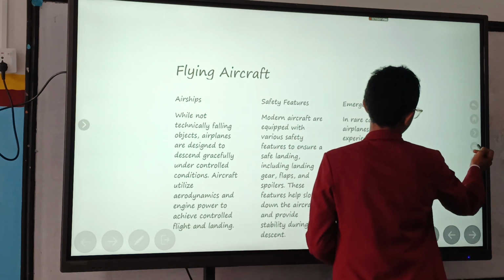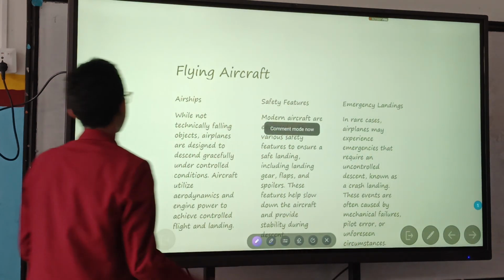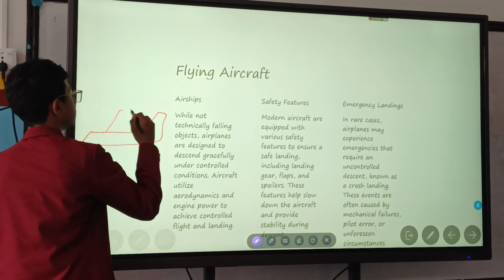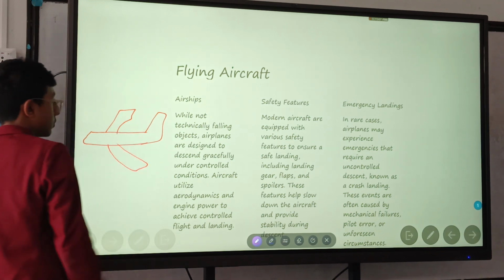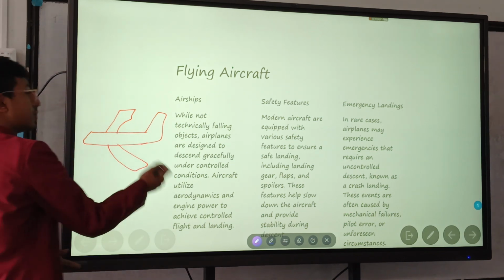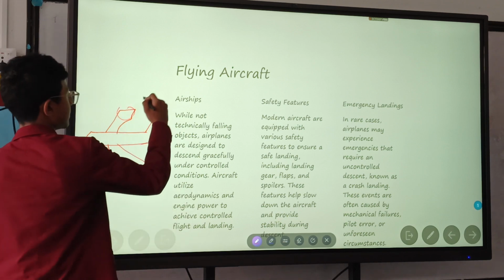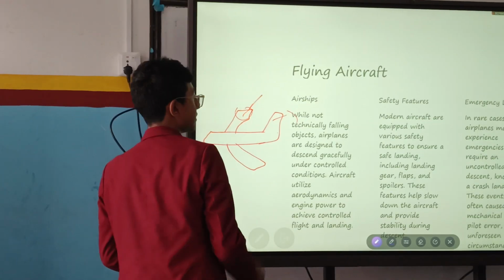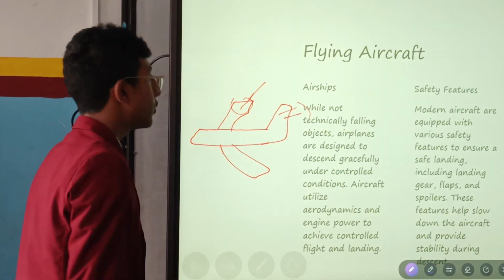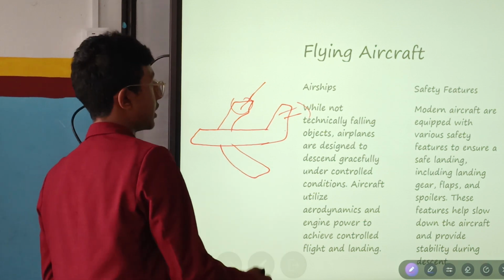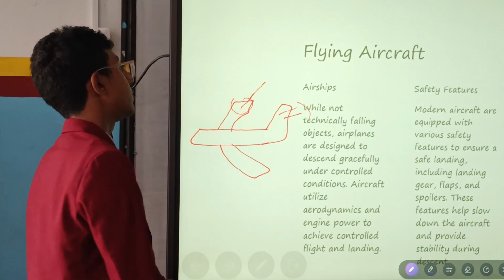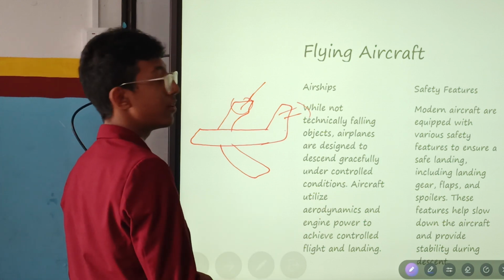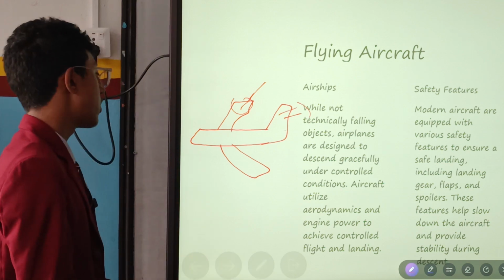Flying aircraft. Suppose this is an airplane. So an airplane has two main parts: one is wings and one is tail. Pilots move the plane with the help of these wings and this tail. Due to air resistance, they change the direction of the airplane. While not technically falling objects, airplanes are designed to descend gracefully under controlled conditions. Aircraft utilize aerodynamics and engine power to achieve controlled flight and landing.